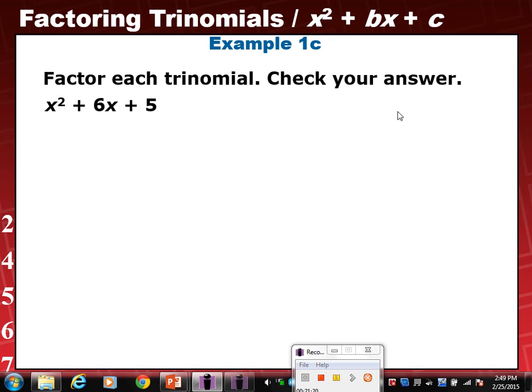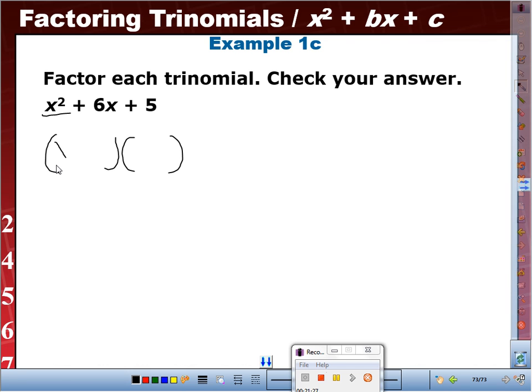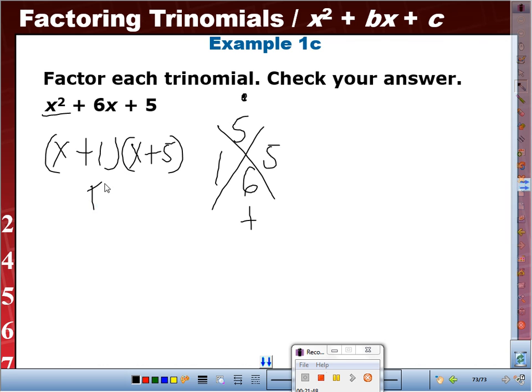All right, here he goes. Was there a GCF? No. Open two parentheses. Factor the first term. Power Rangers. We got 6 down here, 5 up here. This is the product, right? What two factors of 5? What are the only factors of 5? 1 times 5. Do they add up to 6? Yes. X plus 1, x plus 5. Those are my factors. Are we there so far? Yeah.